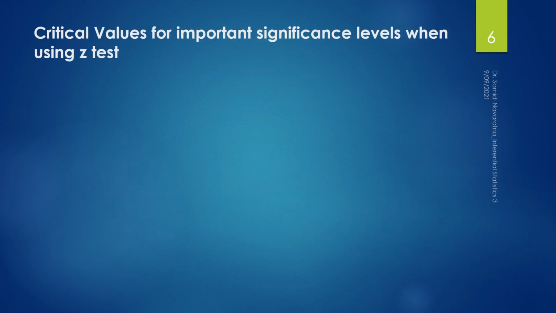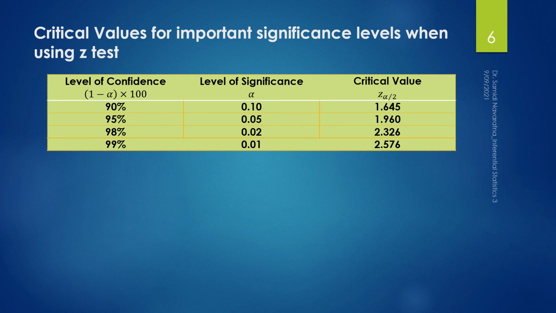We learned about the critical values for important significance levels when using the z-test. So if you can remember, I told you that it would be good if you can learn by heart these critical values, particularly those corresponding to the 95% confidence level and 99% confidence level.